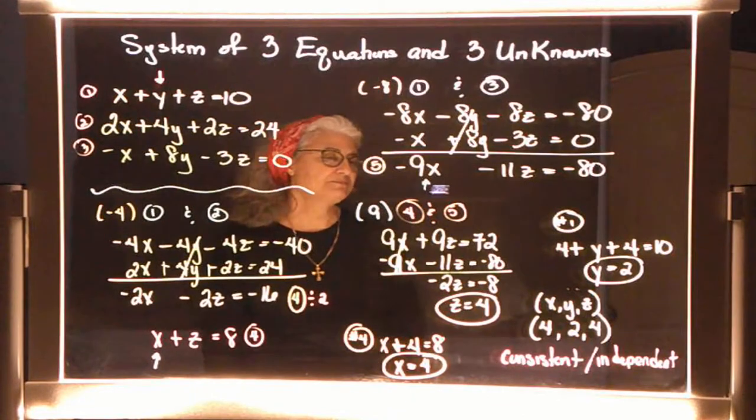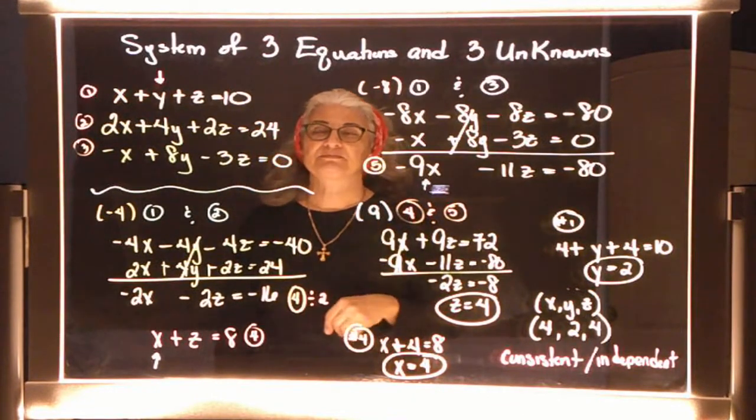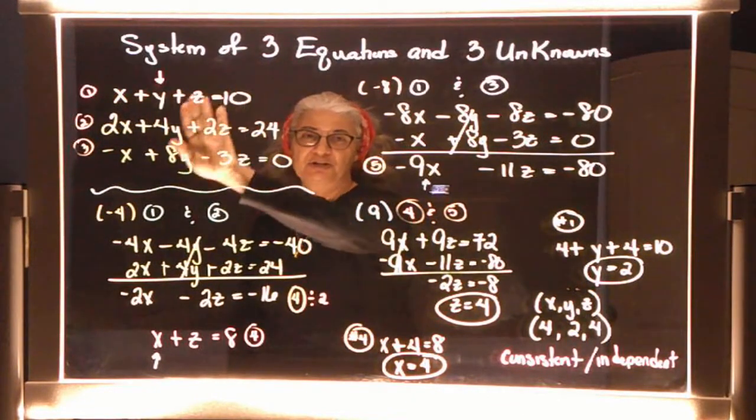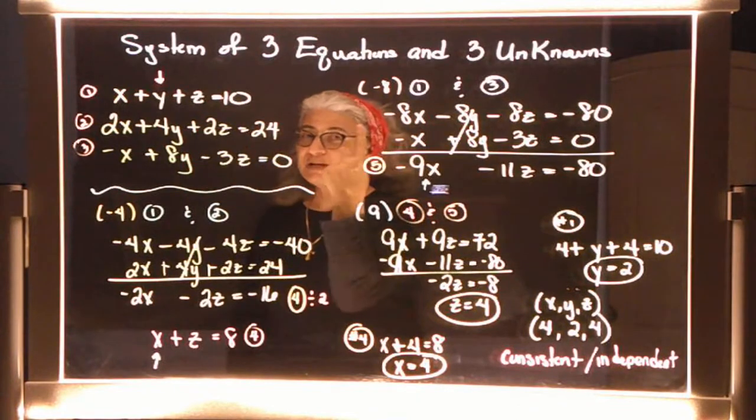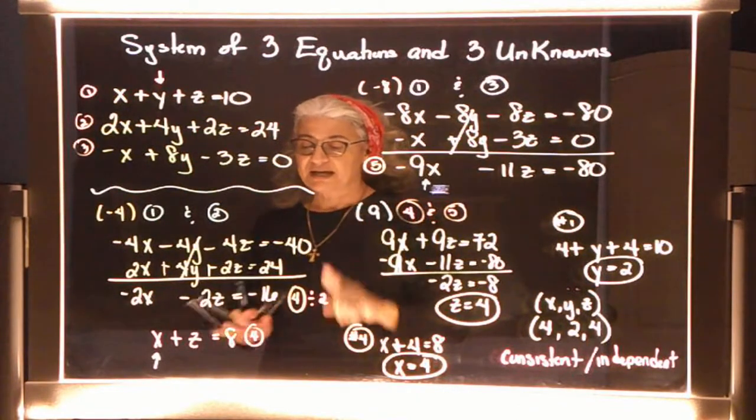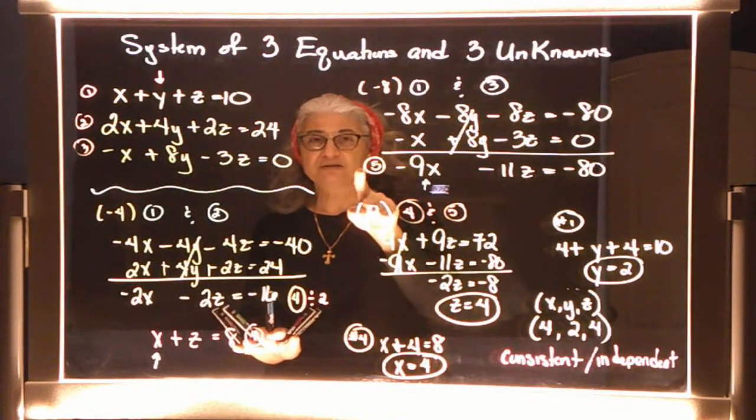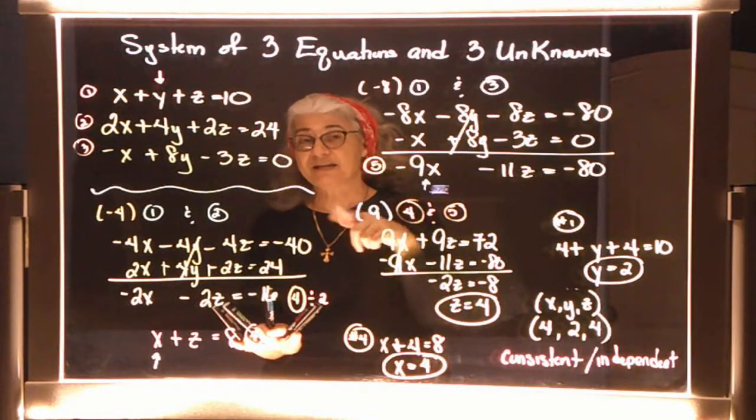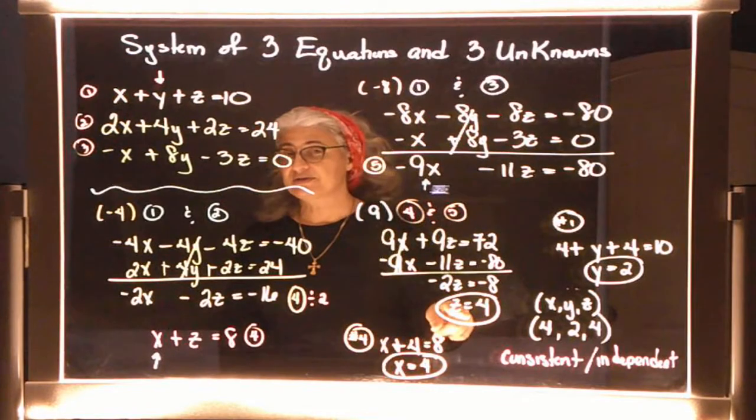Okay. Recap. 3 equations and 3 unknowns. Eliminated 1 variable. Ended up with 2 equations and 2 unknowns. Eliminated another variable. Ended up with a solution.